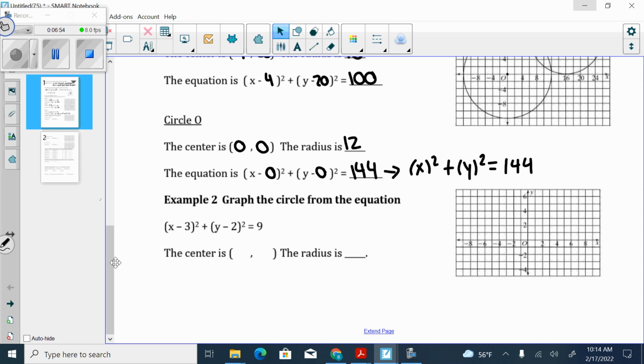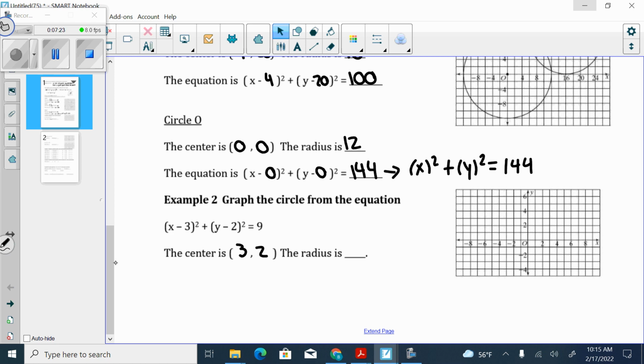All right, this one, they do it the other way around. They give us the equation. They want us to determine what the center and radius would be and go draw it. So in this equation, we have x minus 3 and y minus 2. What does that mean our center is? 3, 2. Not negative 3, negative 2, right? The formula is what puts the negatives in there.